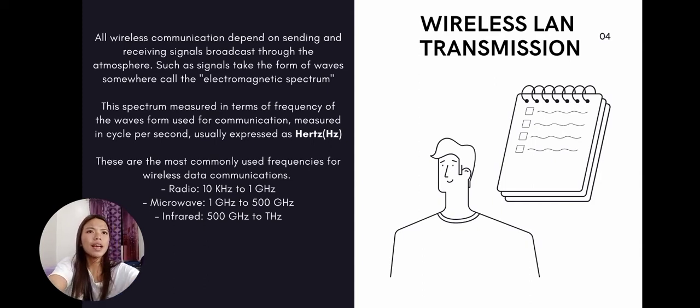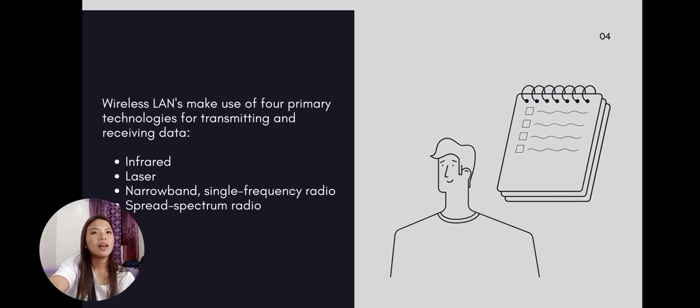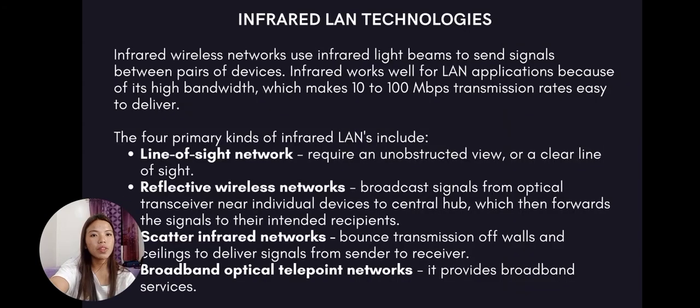So the next one would be, wireless LANs make use of four primary technologies for transmitting and receiving data. One is the infrared, second is the laser, third is the narrowband single frequency radio, and fourth will be spread spectrum radio, and we will go through them one by one. So let's start with the infrared LAN technologies.